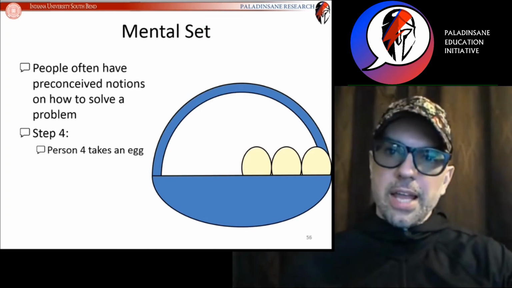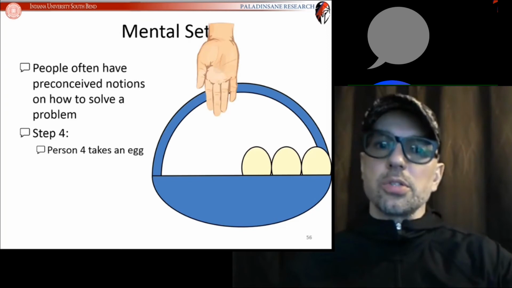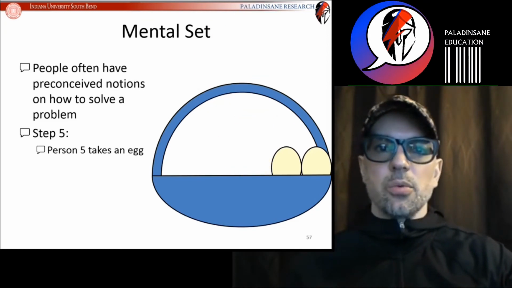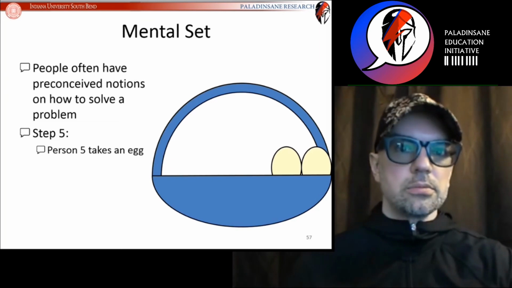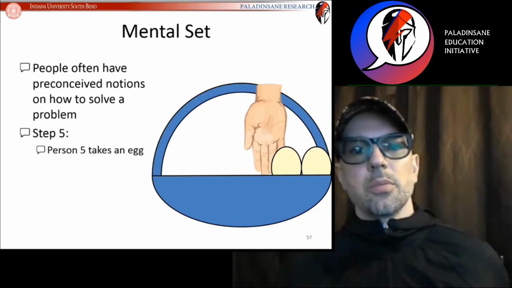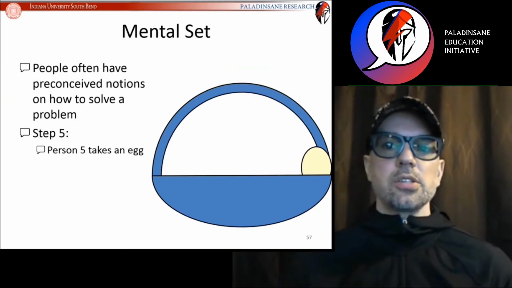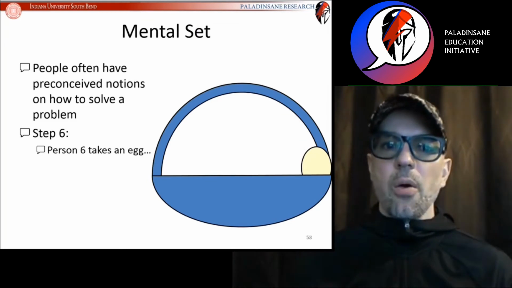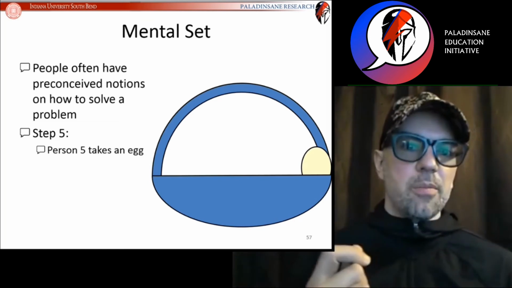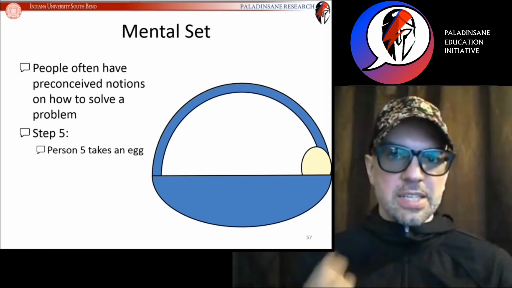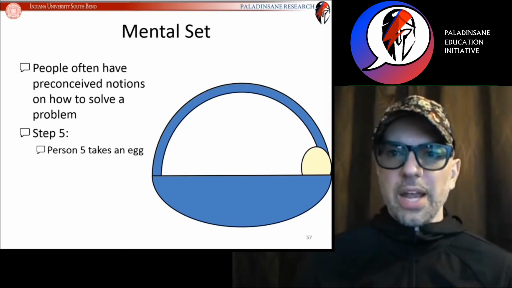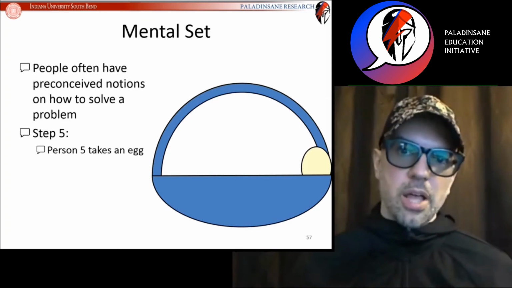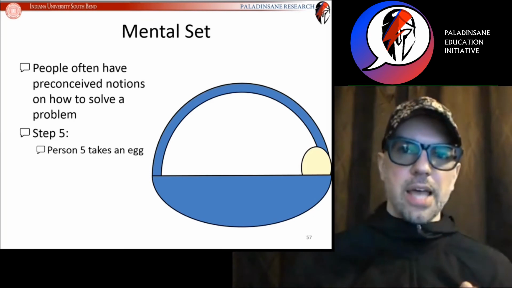Person 4 takes an egg out of the basket. We're even closer to our goal. Person 5 takes that egg out of the basket. We're even closer to our goal. Come on, person 5. There you go. Person 5 takes an egg out of the basket. So now we're stuck with person 6 takes an egg, right? However, we're stuck now because how is it that person 6 can take an egg, but there's still 1 egg left in the basket? And we are having trouble solving this because of this mental set.